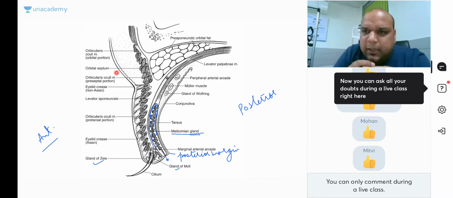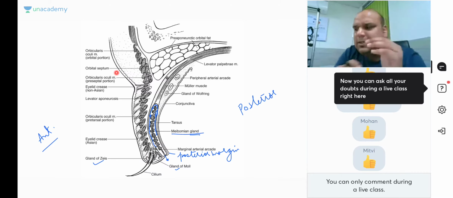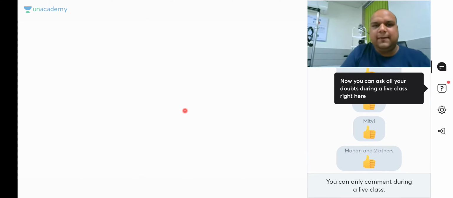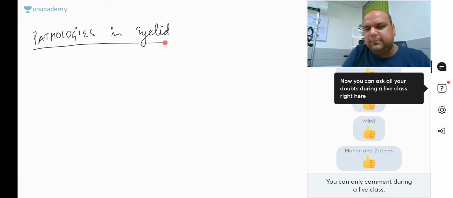If you're a third year student, again, just learn how to draw it. Otherwise, you don't need to think about this diagram at all. Okay. So that's a little bit about the anatomy of your eyelids. Now, moving on, let me discuss the pathologies in the eyelid.